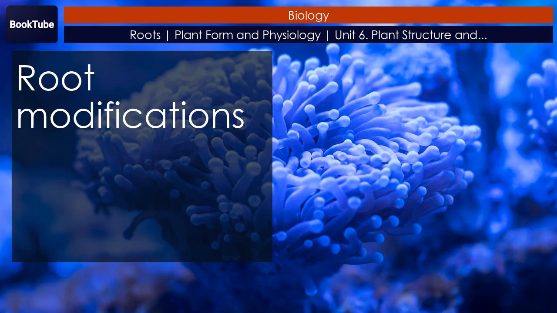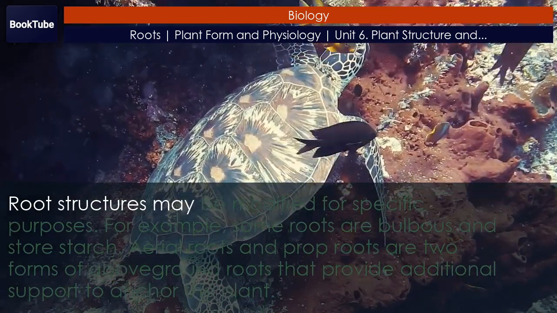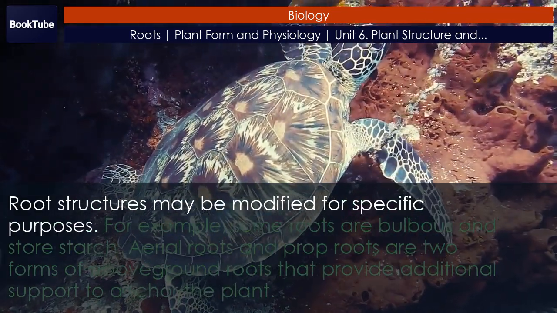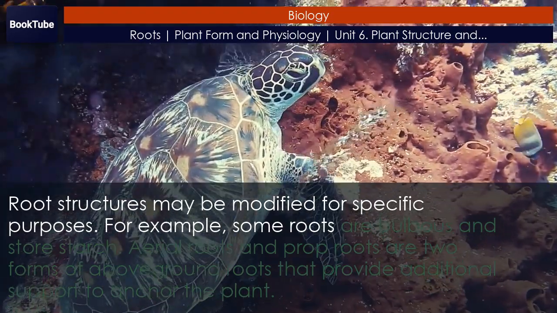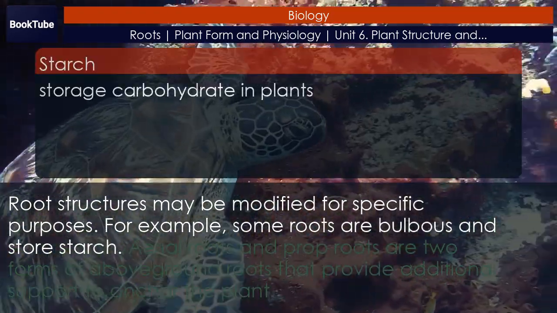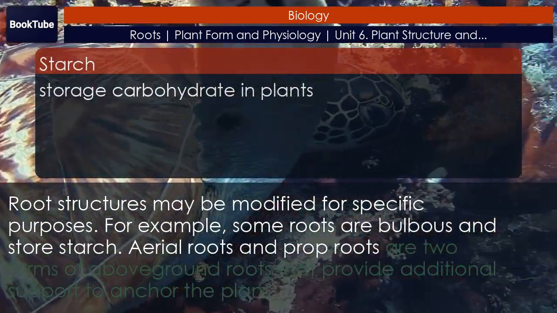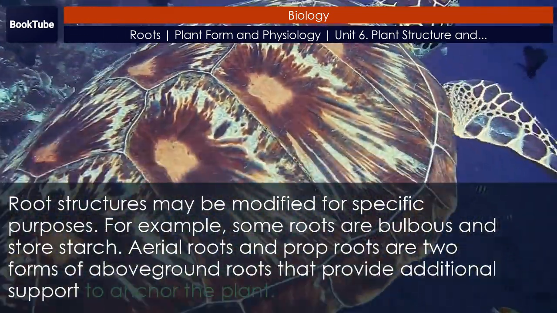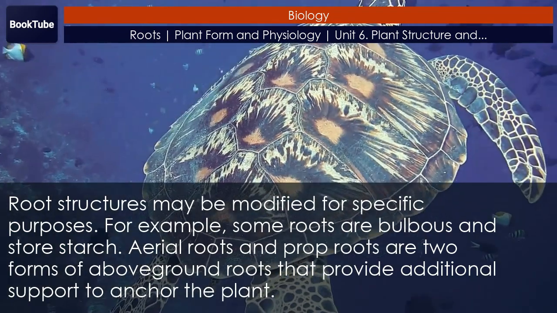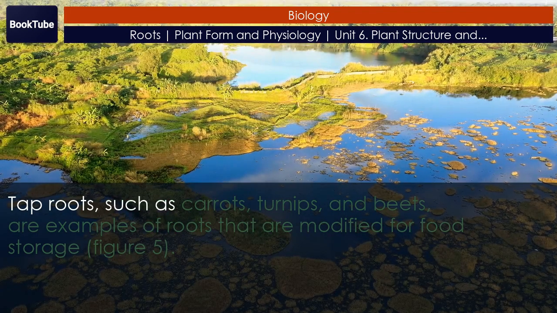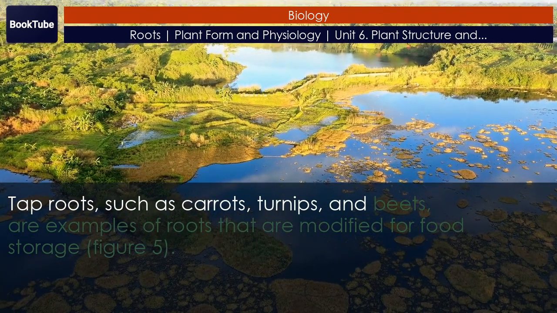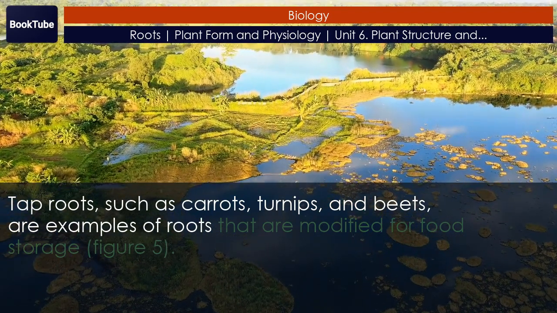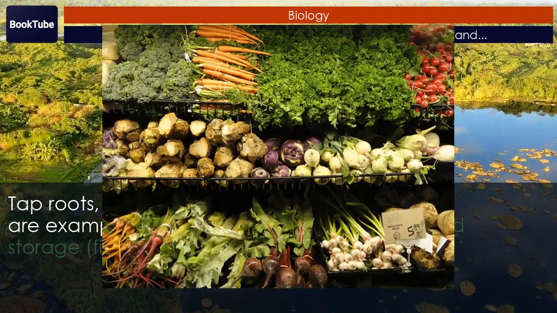Root modifications. Root structures may be modified for specific purposes. For example, some roots are bulbous and store starch. Aerial roots and prop roots are two forms of above-ground roots that provide additional support to anchor the plant. Taproots, such as carrots, turnips, and beets, are examples of roots that are modified for food storage.